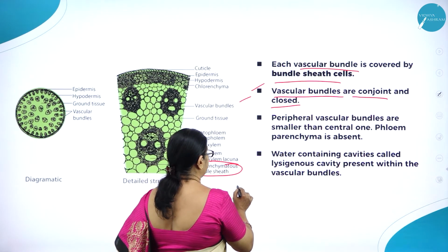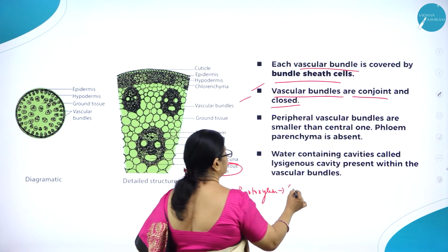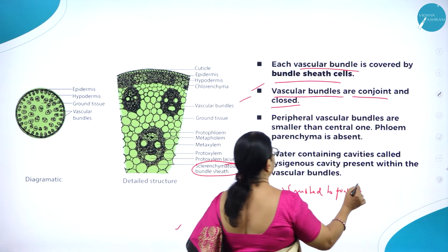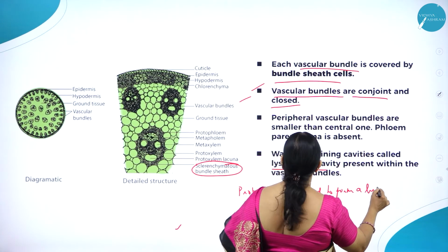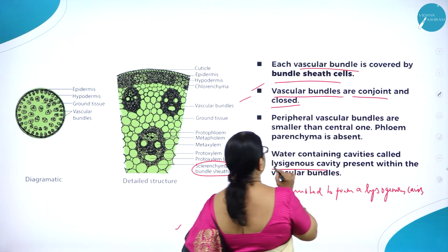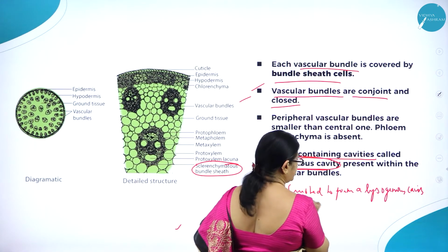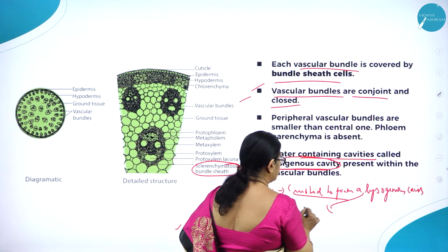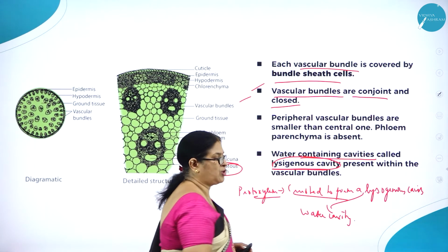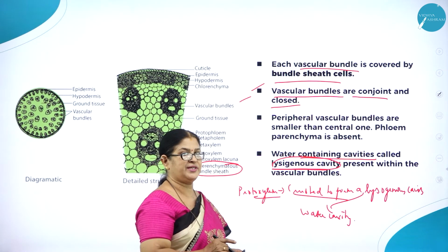And one more thing, the protoxylem is crushed to form a lysigenous cavity. Water-containing cavities are called lysigenous cavities. And this protoxylem which is crushed to form a lysigenous cavity is also called a water cavity, which you don't find in dicot stem. So this is very unique, only present in monocot stem.